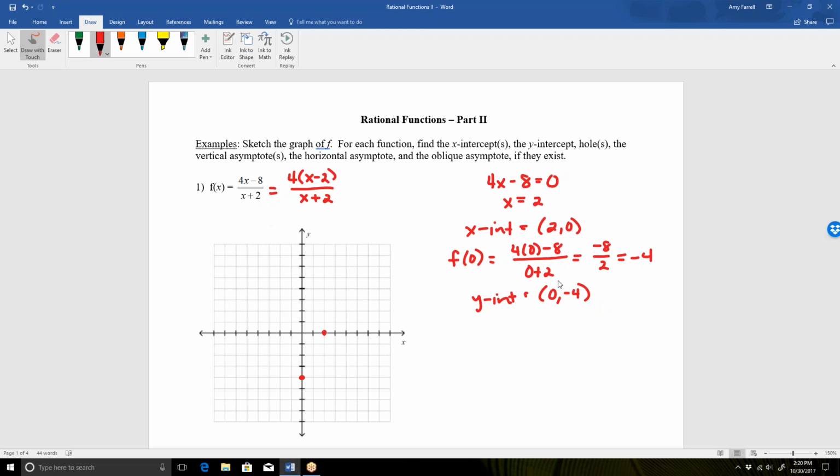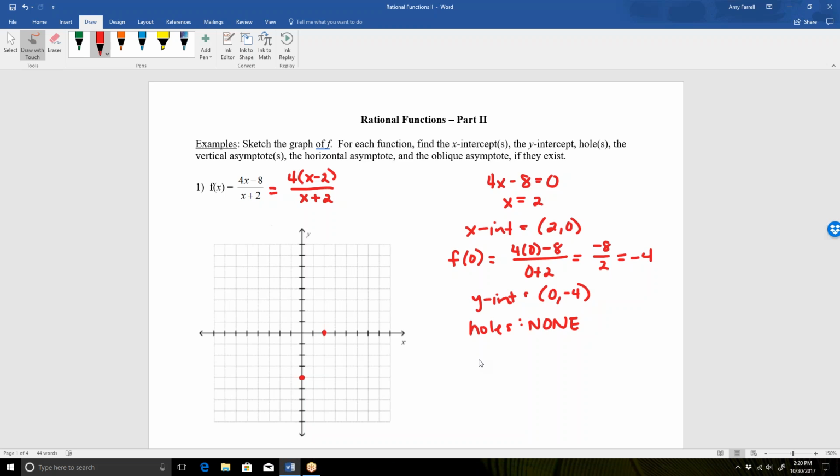To find the holes, there are no holes for this one. We're only going to have holes when the numerator and denominator have a common factor. So because I did not find any common factors in the numerator and denominator, we have no holes for this graph. So holes would be none.